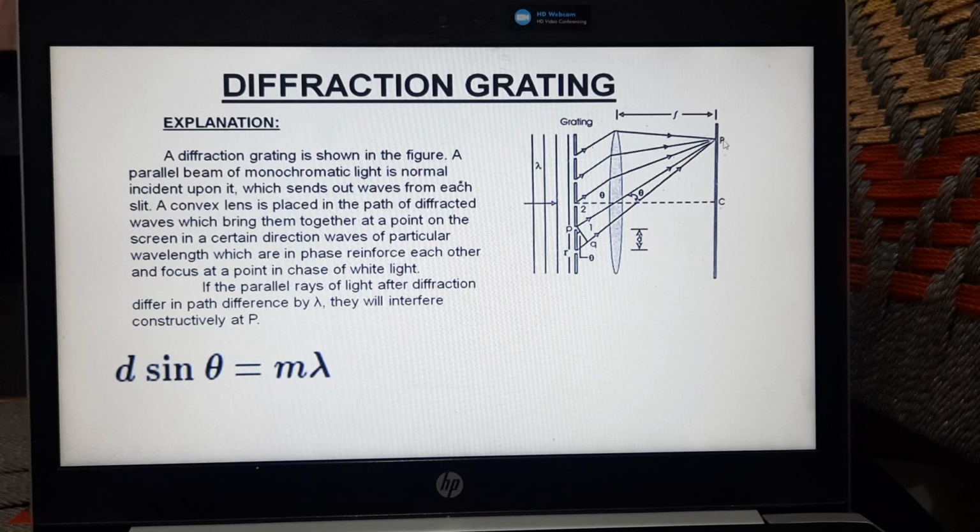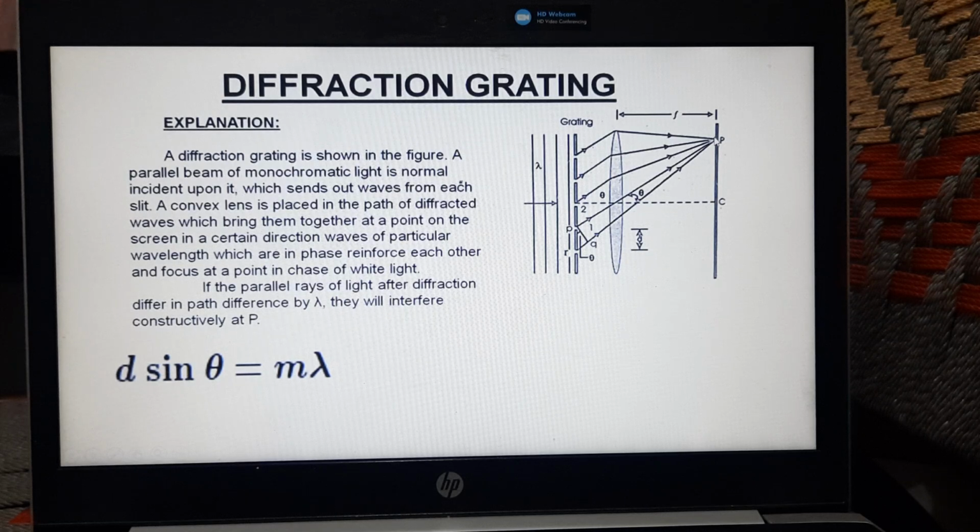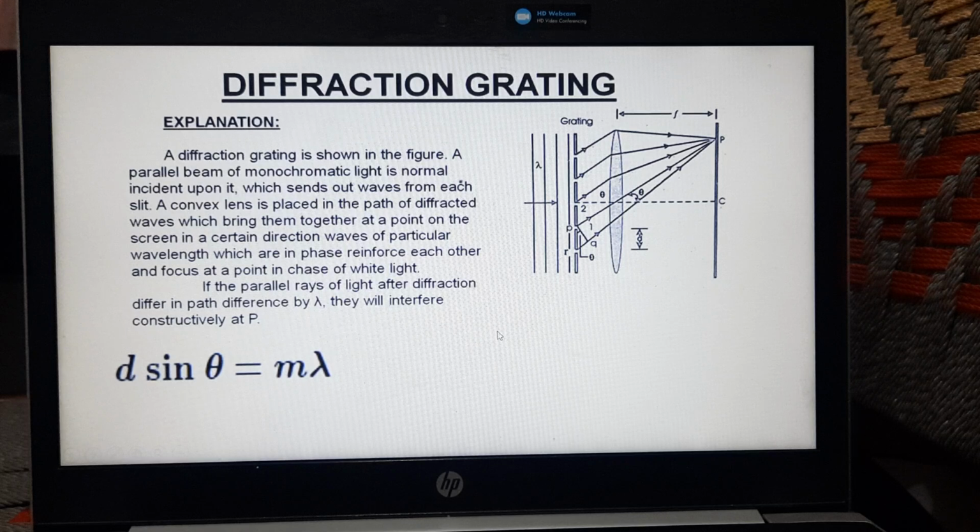Let us suppose again that this point P is a bright spot, such that the rays coming out from all these slits and interfering at point P are constructively interfering here. So if all these rays are constructively interfering at point P, this means that the condition of constructive interference is followed: d sin theta equals m lambda.